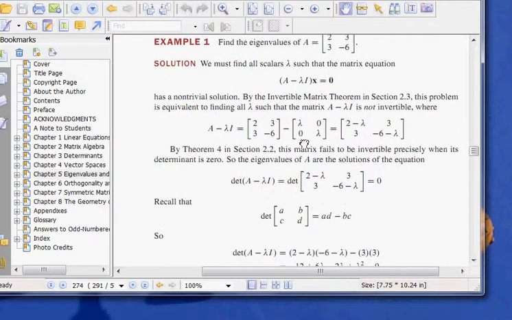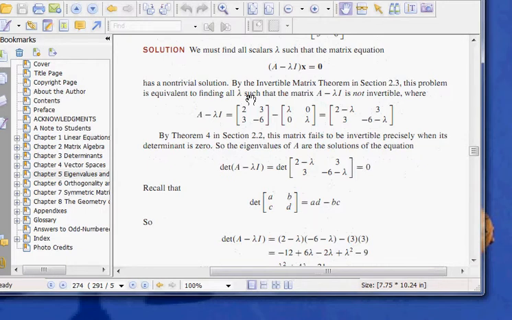So this problem actually threw me off a bit until I had to read this statement carefully. By the invertible matrix theorem in section 2.3, the problem of finding a lambda that satisfies this equation with a non-trivial x as a solution is equivalent to finding all lambda such that the matrix A minus lambda I is not invertible. So we want to find the values that make this matrix not invertible.